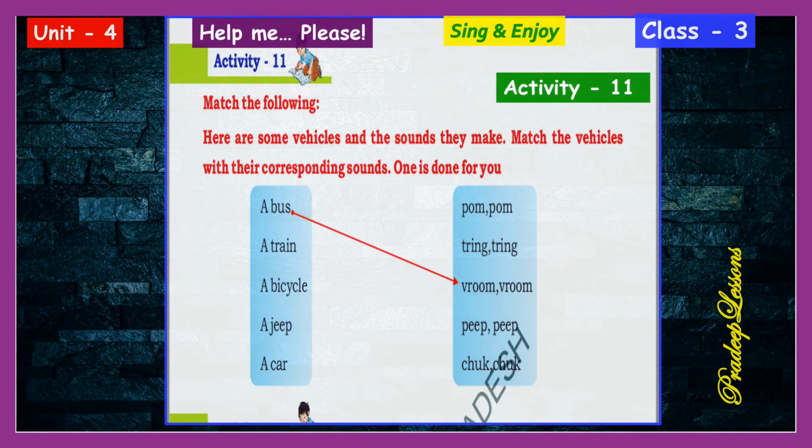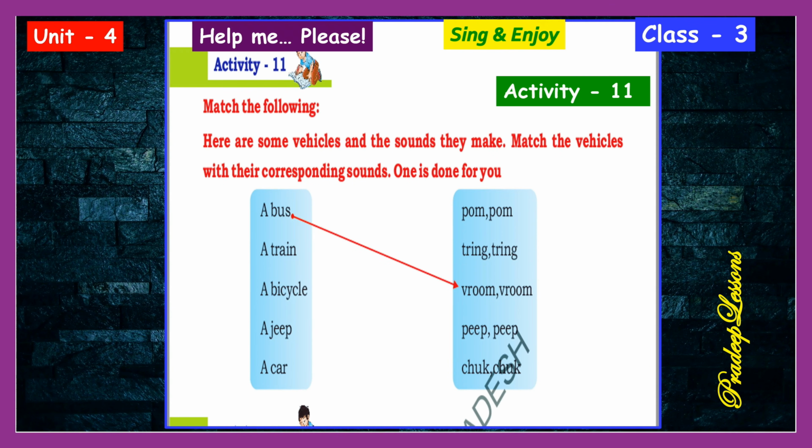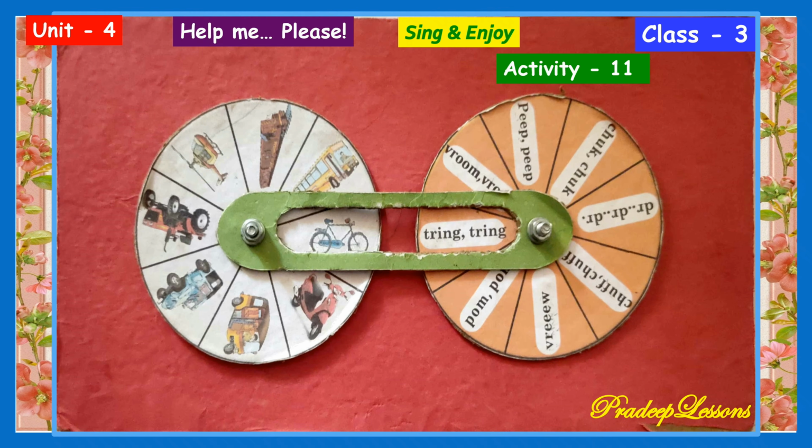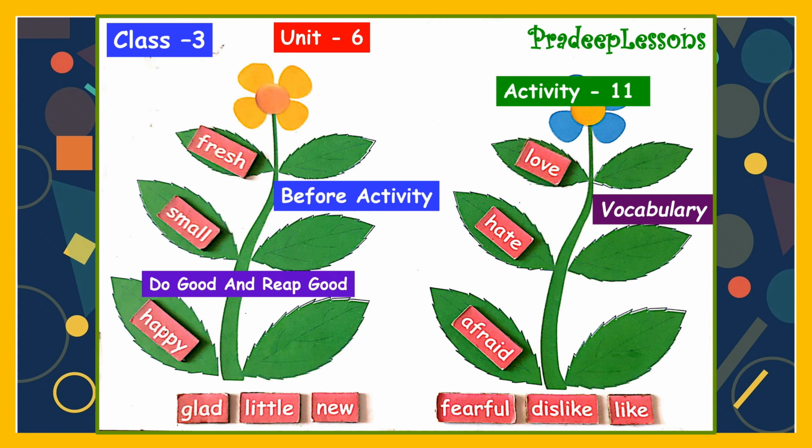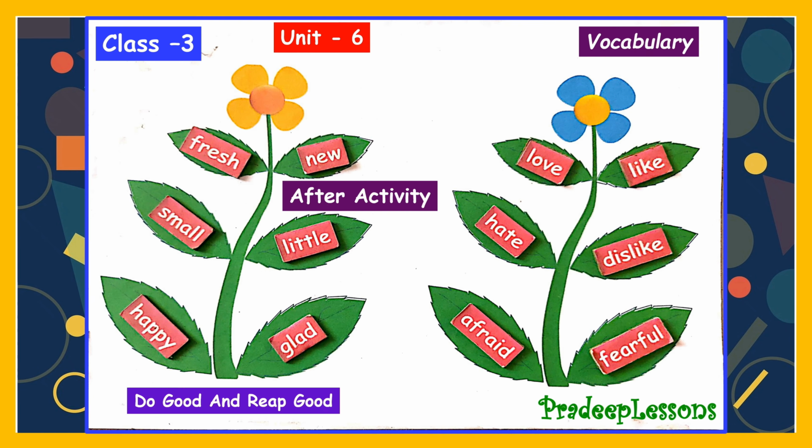Next, my TLM is about vehicle sounds. It is in the Help Me Please lesson. For this, I made a wheel TLM. Next, my TLM is about synonyms. After the activity, synonyms appear like this.